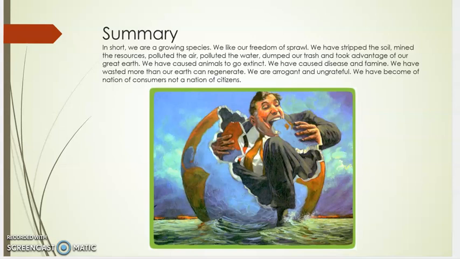In short, we are a growing species. We like our freedom of sprawl. We have stripped the soil, mined the resources, polluted the air, polluted the water, dumped our trash, and took advantage of our great earth. We have caused animals to go extinct, and we have caused disease and famine. We have wasted more than our earth can regenerate. We are arrogant and ungrateful, and we have become a nation of consumers, not a nation of citizens.